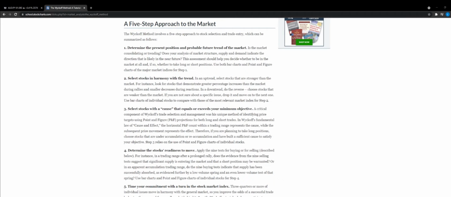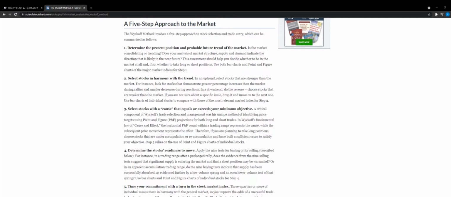Now moving on to the 5-step approach to the market. This is pretty much just this way of teaching us, I guess, right? I may have already touched on it in the introduction video that was recorded previously, but this one's going to go a bit more in depth, and I'm actually going to make it simplified. As you can see, you've got to determine the present position and probable future of the market, and I'm just going to simplify it. For example, determine a trend, right? So it's just going to be very simplified.